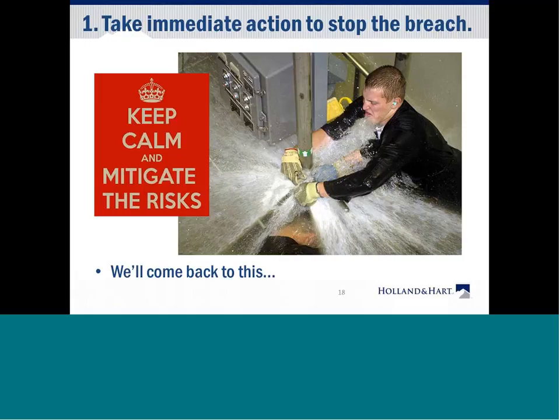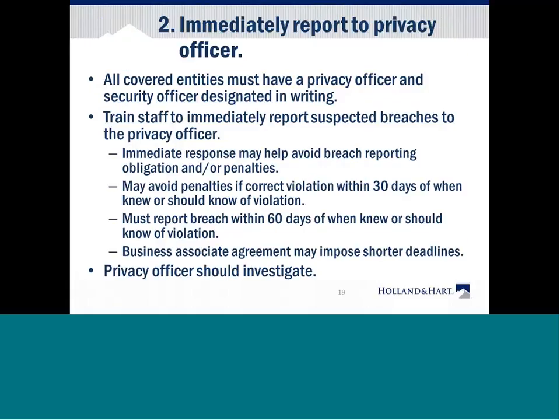So train your personnel that if they think there is a violation, they should take any immediate action they can to stop any further disclosure or improper use of the information. Next, train your people to immediately report the potential breach to the privacy officer. All covered entities have to have a privacy officer. That privacy officer has to be designated in writing. You should train your staff to report that suspected breach to the privacy officer.